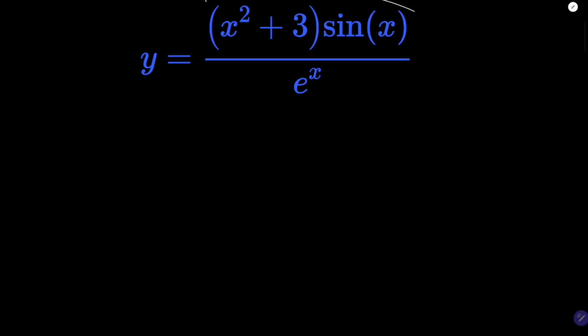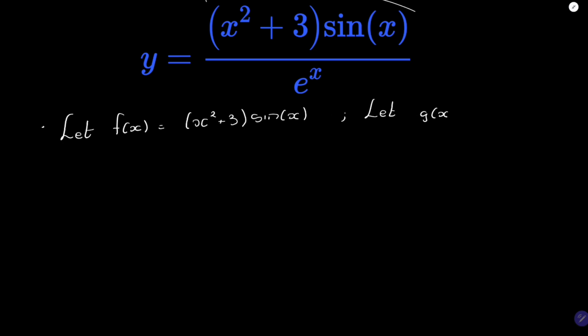First of all, for my first observation, this question is a fraction, which tells us that the quotient rule is going to be needed. Recalling our quotient rule, our first step was to identify our numerator function and our denominator function. We'll call our numerator function f of x. That is, let f of x be equal to x squared plus 3 sine of x. And we're going to call our denominator function g of x. Let g of x be the function e to the x.